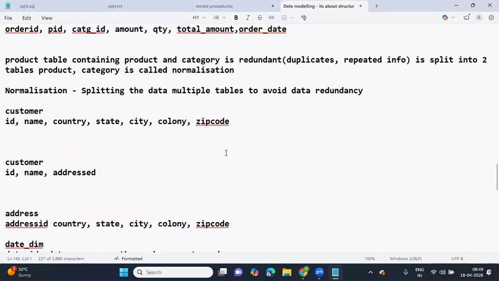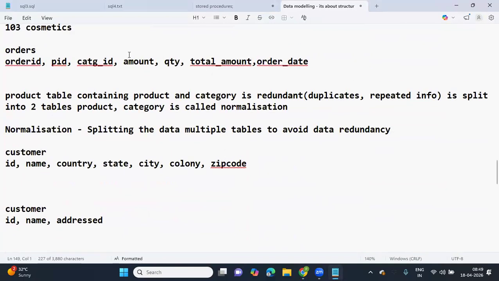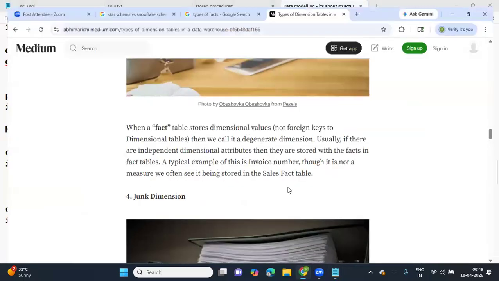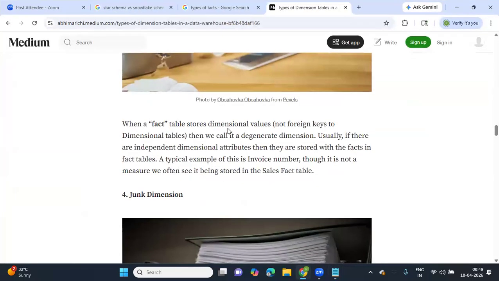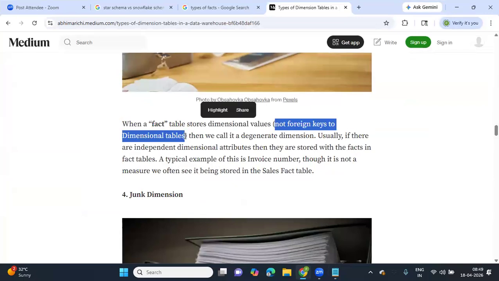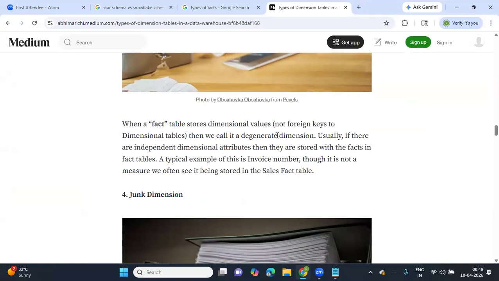this orders table, where is it? Orders table, this product ID, category ID, or maybe the customer ID, address ID, all of them are foreign keys to this table. Only order ID is the primary key. Okay, so that's why they are explicitly referring, not foreign keys to the dimension tables. So if we are storing a dimension in a fact table, then we call it a degenerate dimension.